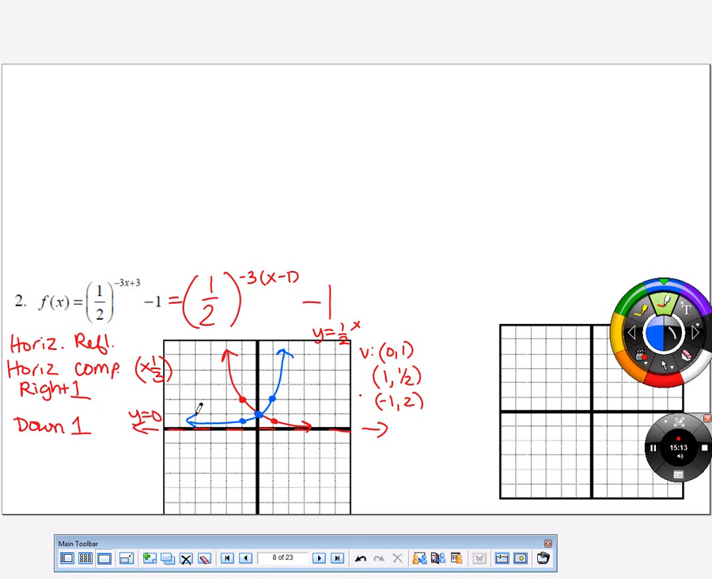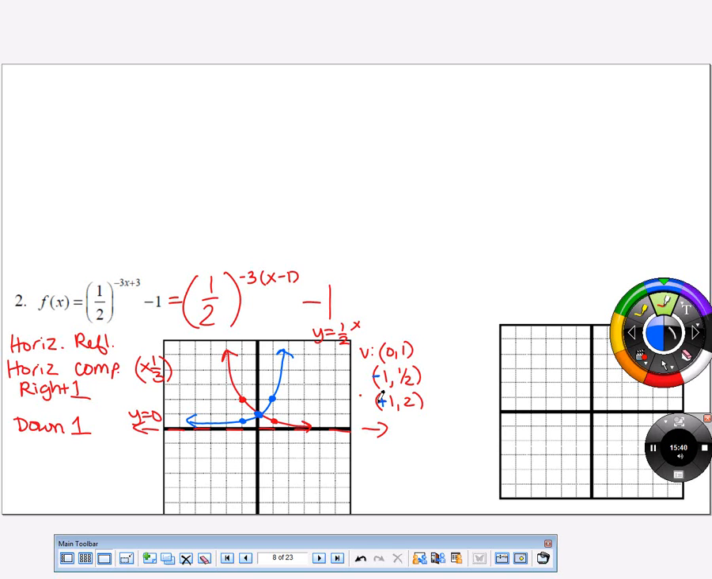Okay, so what happened to our points? The vertex still stayed at 0, 1. It didn't change. Okay. What about the point that was at 1, 1/2? Yeah, now it's -1, 1/2. So the x-coordinate basically became negative. And the point that was at -1, 2 is now at +1, 2. Okay, so that's how the coordinates have changed.